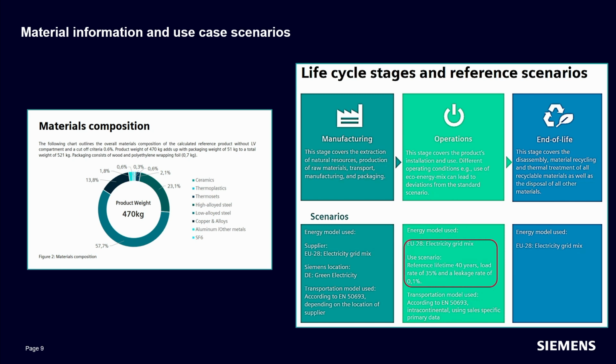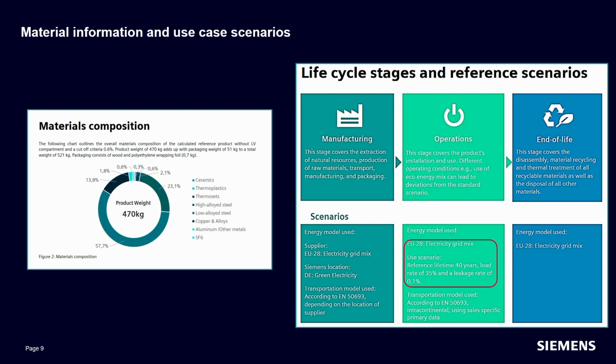With respect to the switchgear itself, the reference lifetime is used as 40 years, load rate as 35%, and an assumed SF6 leakage of 0.1% per annum is considered, which is according to the standard IEC 62271-320, which is at the moment currently under the draft stage. One important point I want to mention here is the given SF6 leakage percent is based on the IEC 62271 standard, but in reality the leakage percentage will be a lot lower than what is given here.